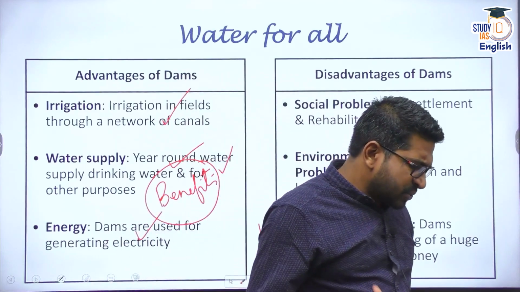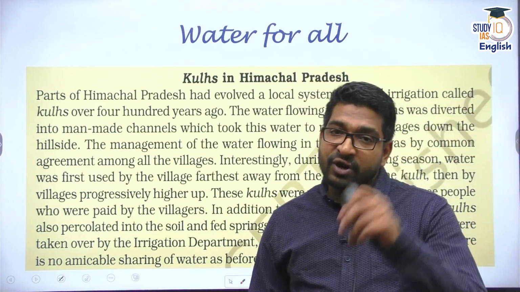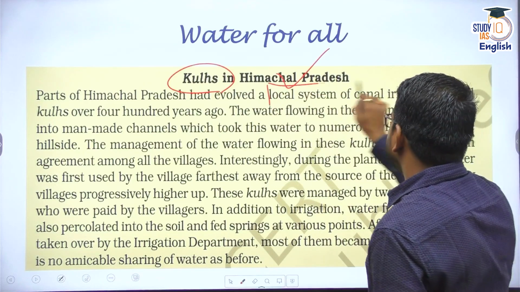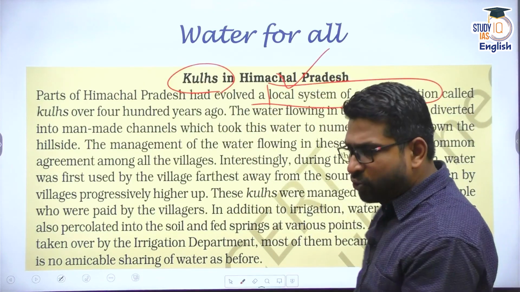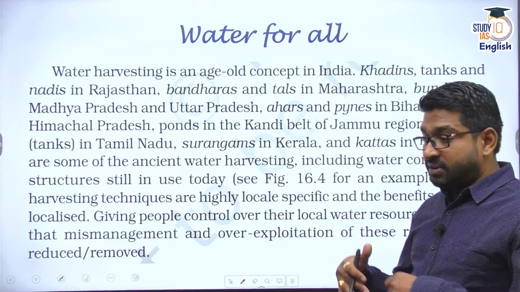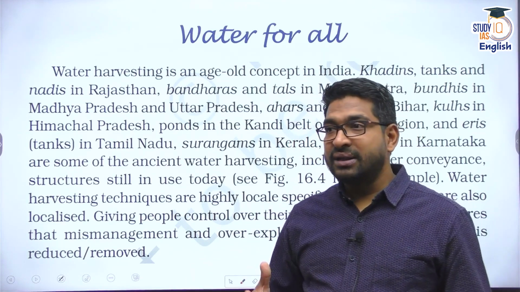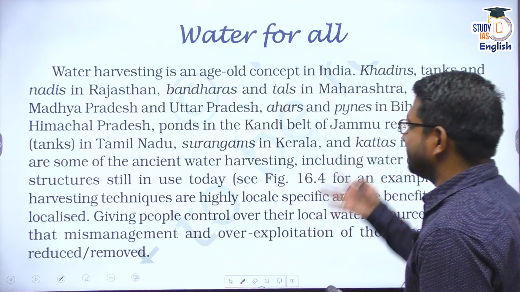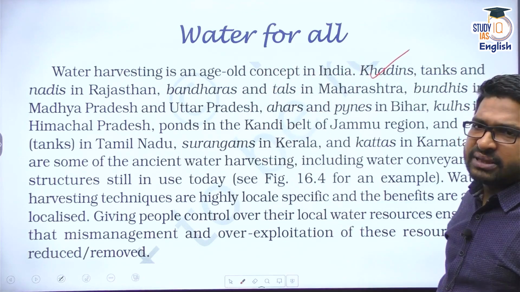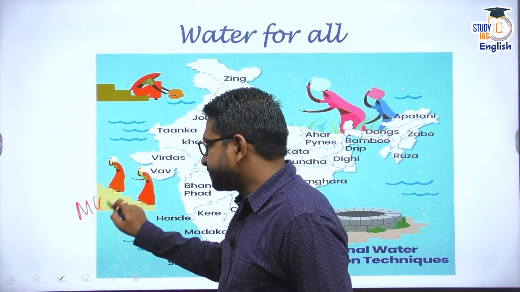So a better solution would be to ensure that we have some sort of traditional means of water harvesting or conserving water. One of the examples is the kuls in Himachal Pradesh. Kuls in Himachal Pradesh are a local system of canal irrigation, which have been used for almost 400 years. Apart from these kuls, we have so many other rainwater harvesting methods. If they are used locally or traditionally, it's much better than constructing a dam, isn't it? And in many areas we do use it. They're called by different names in different areas: khadins, tanks, nadis, bandaras in Maharashtra. This is a small map which shows you the nomenclature. Sometimes MCQs can be formed regarding these names.